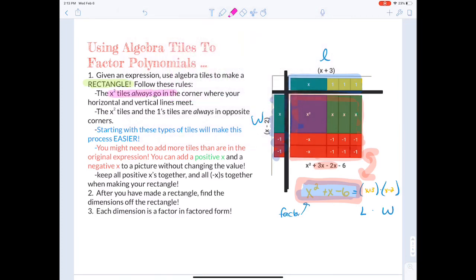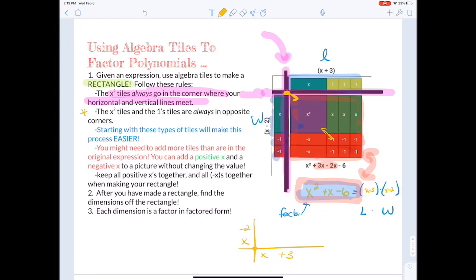The x squared tiles always go in the corner where our horizontal and vertical lines meet. So what I mean by that is we have this vertical and this horizontal line right here, and that's just for organizational purposes. But what I want you to notice is that right where they meet, that's where my x squareds go. With that, wherever you put your x squareds, your 1s are always diagonal from that. And I'm just watching out in case some of you might be drawing pictures like this.